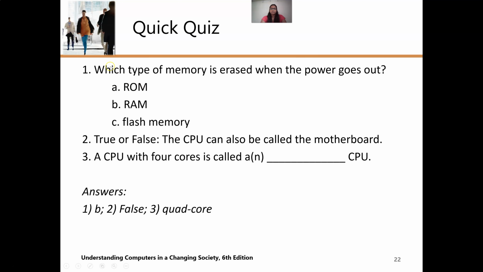So the first one, the type of memory which is erased when the power goes out is RAM. The CPU can also be called a motherboard. That is definitely false. CPU is called the brain of the computer. A CPU with 4 cores is called a quad-core CPU.